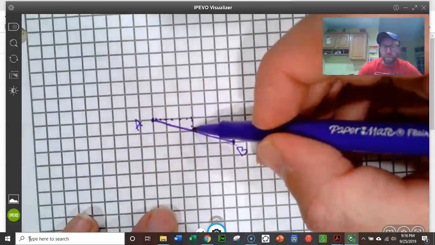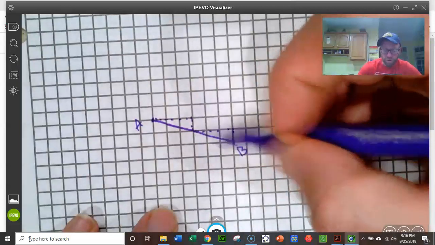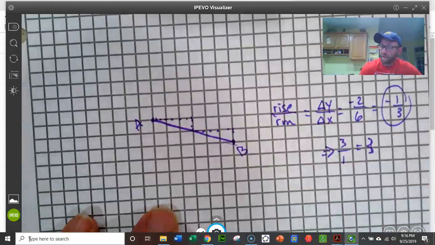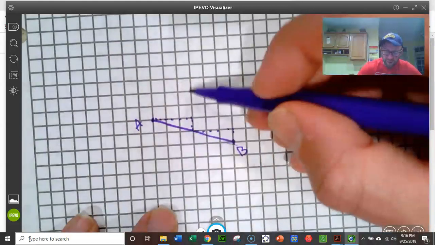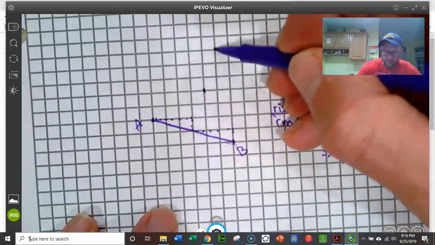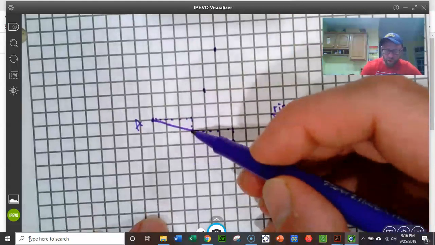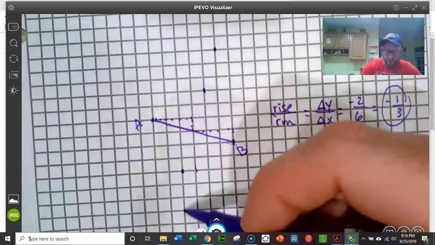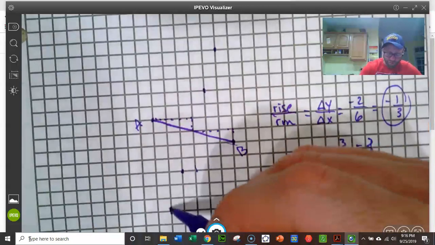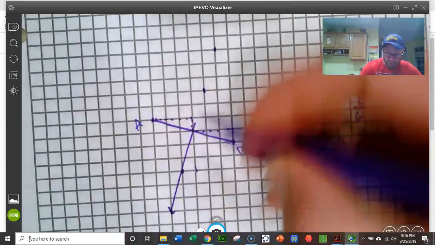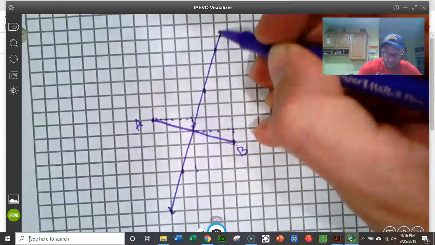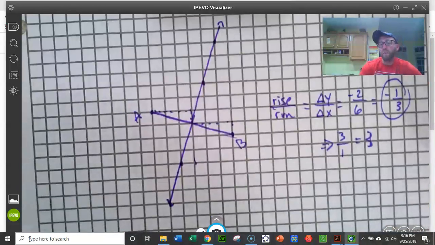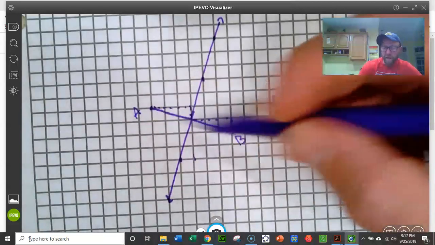Now I'm starting from the midpoint, which is halfway between the 2 points, because it's a perpendicular bisector. So I start in the middle, and I go up 3, over 1, up 3, over 1. Or I go backwards, down 3, back 1, down 3, back 1. And then I can connect them with a line. And this is my perpendicular bisector. Remember, every point on the perpendicular bisector is the same distance from A as it is from B.